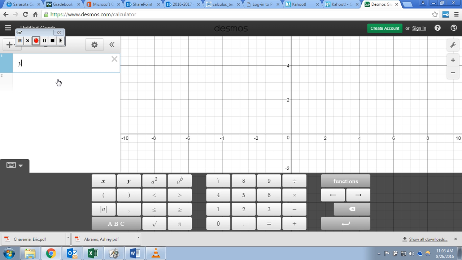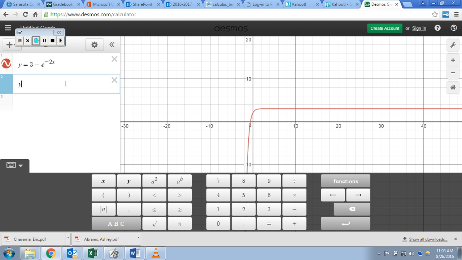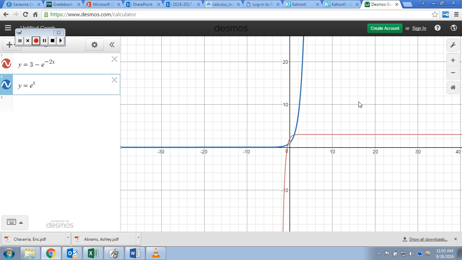So we have y equals 3 minus e to the power of negative 2x. The basic function is y equals e to the x, an exponential function where the base is e. So you see it's been flipped, flipped again. There's probably some sort of either horizontal compression or expansion, and then a translation.